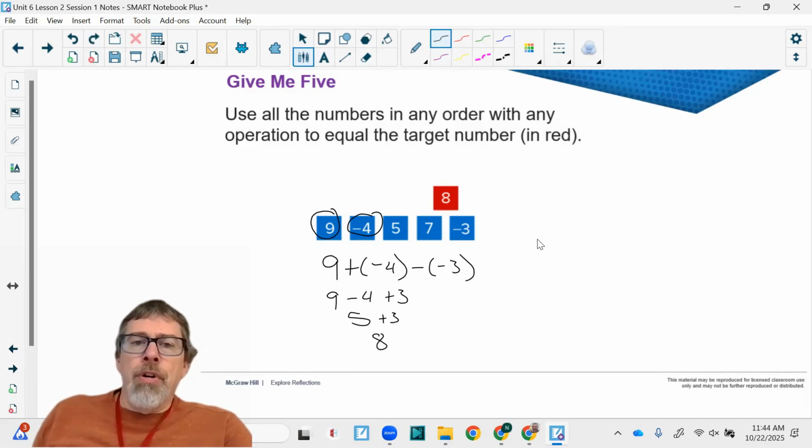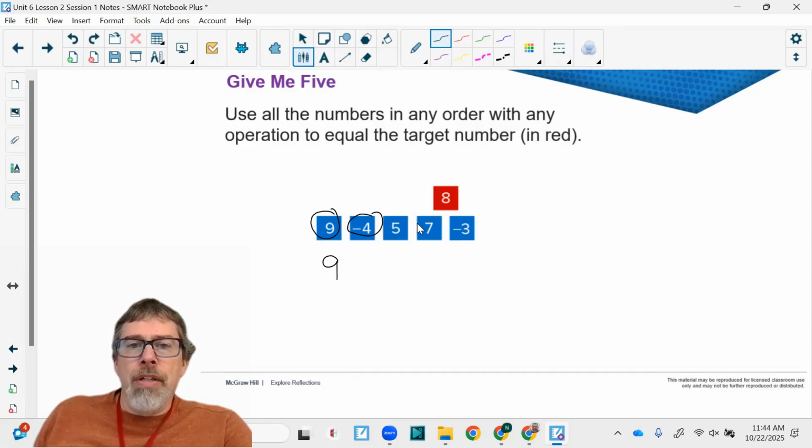Okay, so I could do more and more and more, but you get the idea. There's a couple examples there, and we will move on to the lesson.